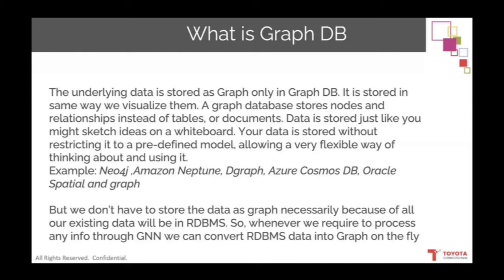So the data is stored just like you might sketch the ideas on the whiteboard. As I said, it is just stored as a graph only. Some examples of graph databases are Neo4j, Amazon Neptune, Azure Cosmos DB, Oracle Spatial and Graph.